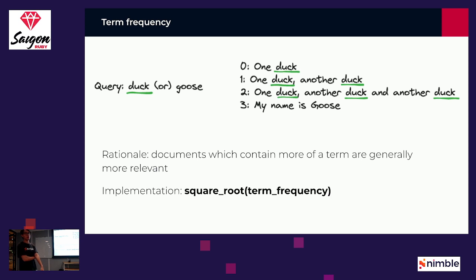So probably more relevant. The concrete implementation, which I just took from the Elasticsearch documentation, is the square root of the term frequency. You don't have to care about why the square root here. The bottom line is, if term frequency goes up, the score goes up as well. So more terms mean a better score.